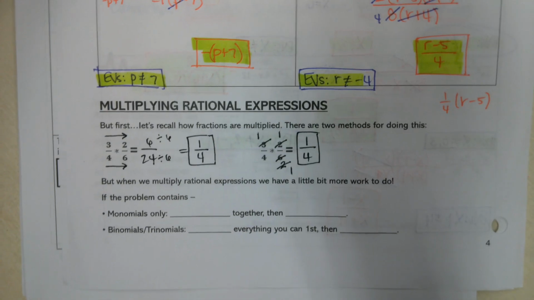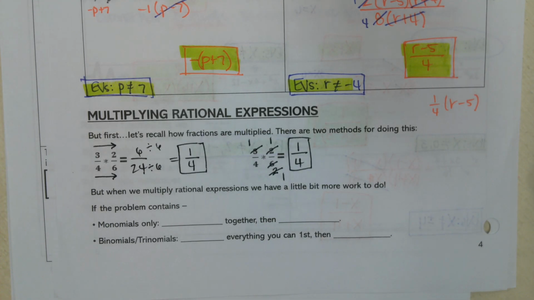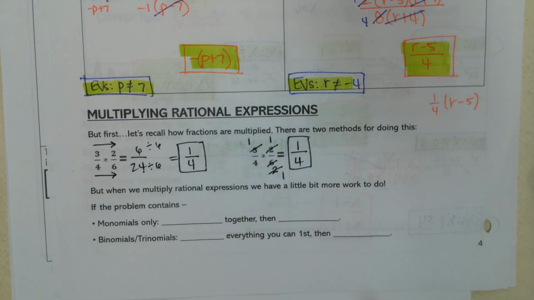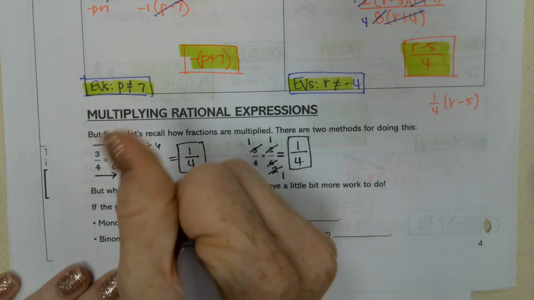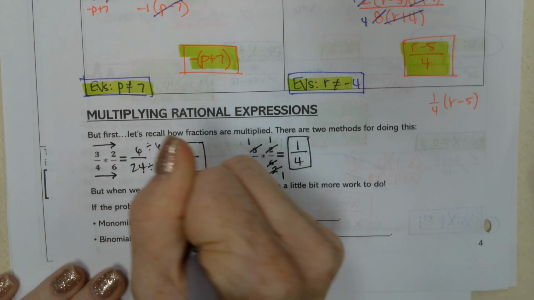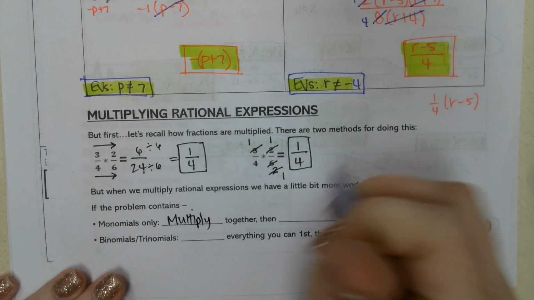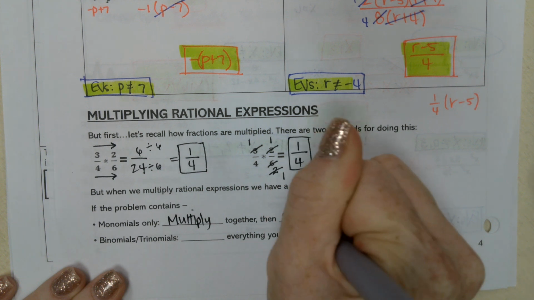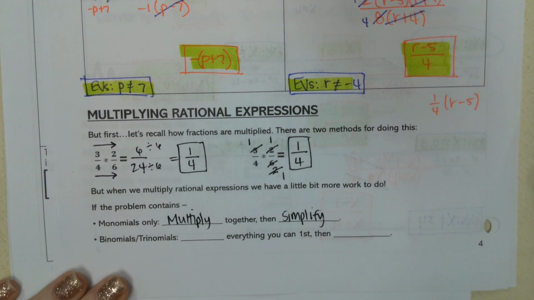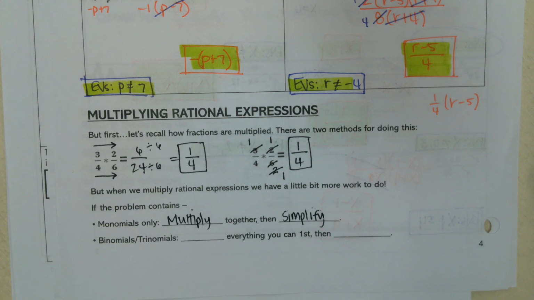Now, it does require a little bit more work when we are working with the rational expressions. Here is my recommendation. Once again, if you don't do it this way, that's fine, but this is my recommendation, okay, for the monomials. I recommend multiplying everything together and then simplifying. That's my recommendation. You can simplify then multiply. That's fine, okay? I'm probably going to do a mixture of both depending on what my numbers are.